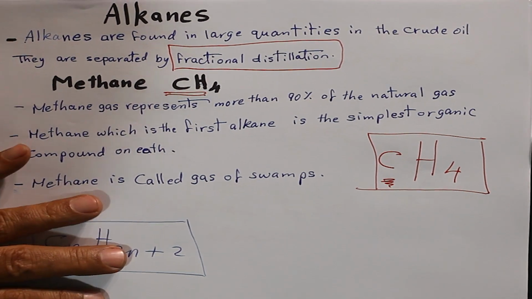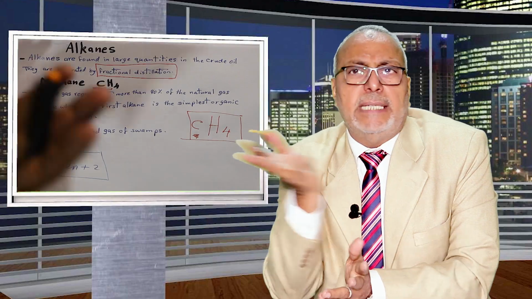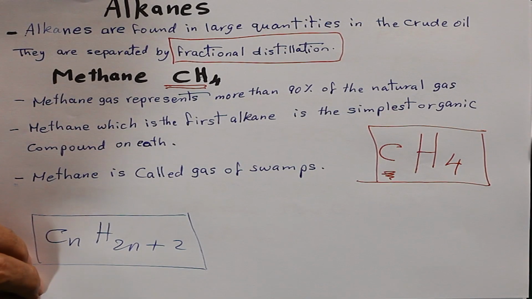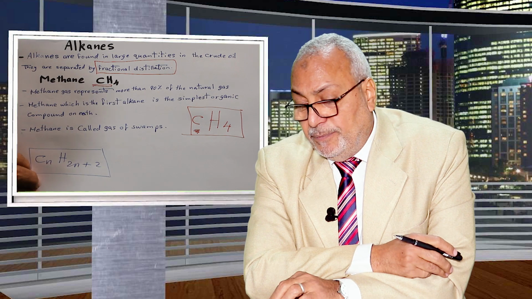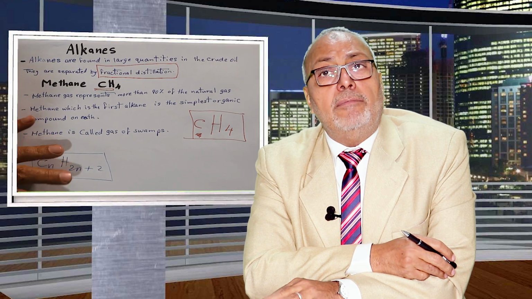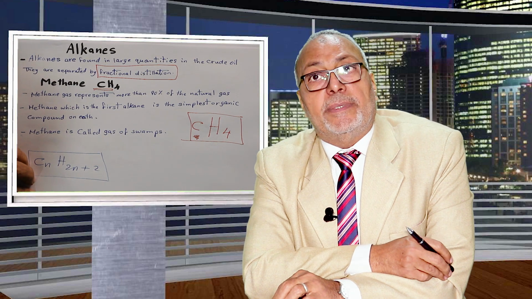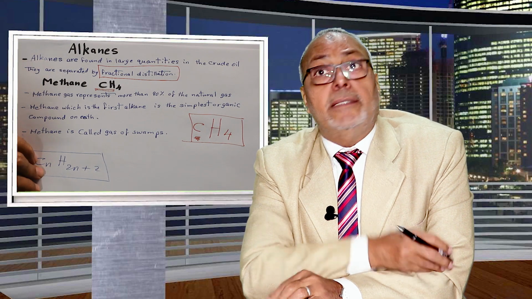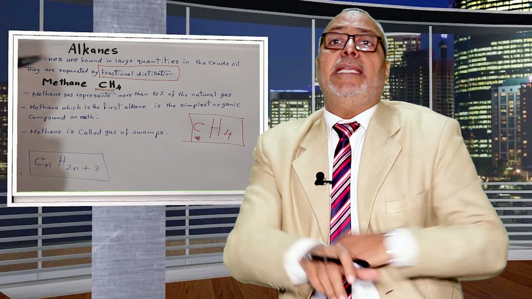Methane represents more than 90% of natural gas. Natural gas is the gas which we use in the house as a fuel. Methane is called marsh gas. Why is it called marsh gas? Methane is produced from the decay of the remains of living organisms in marshes. So it appears as bubbles, and it can catch fire. How can we prepare methane in the lab?